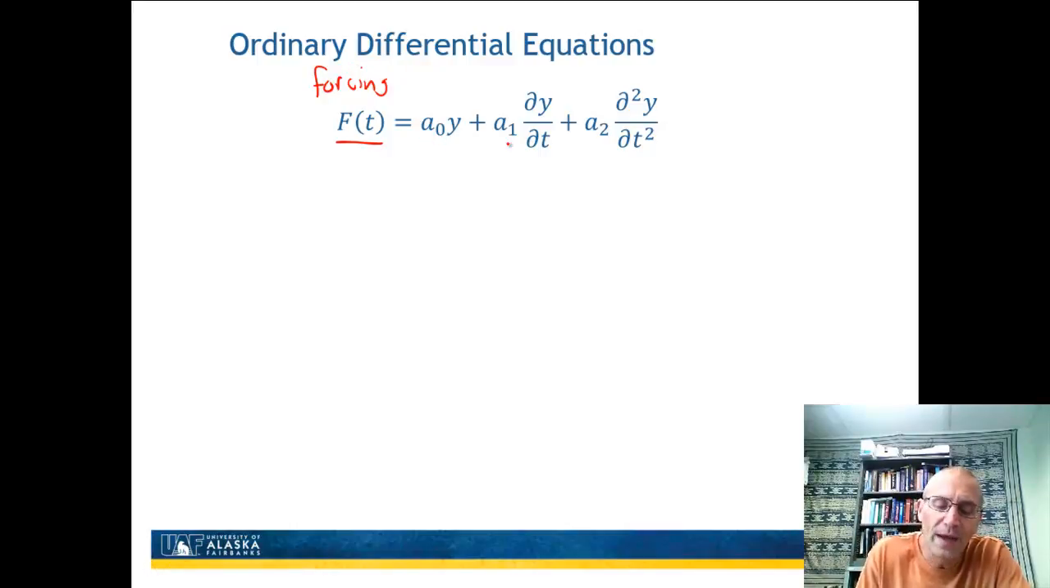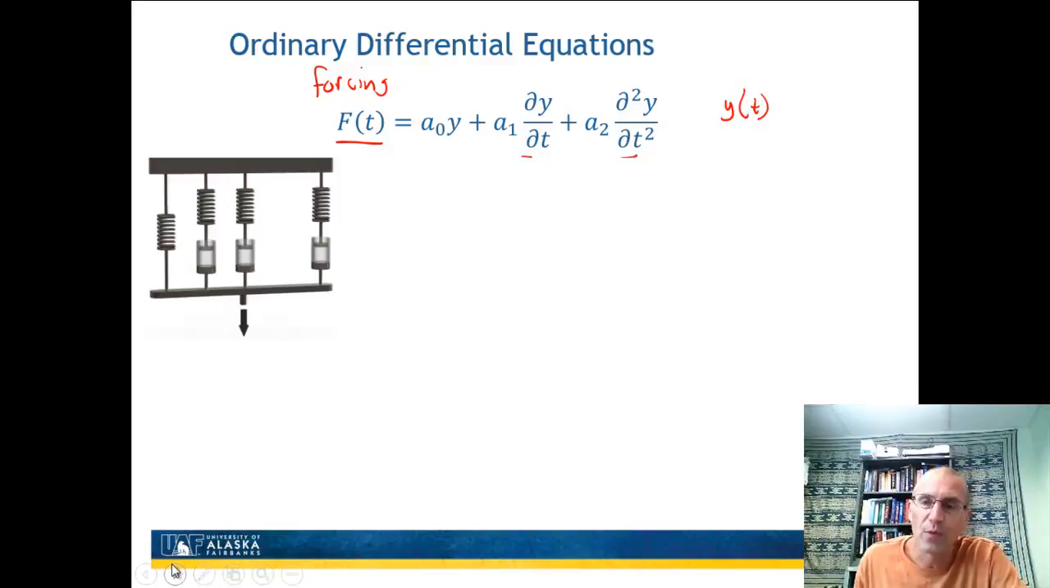And now I've got y, and y is a function of time as well, and so y is my dependent variable. What I'm going to be looking for is solutions of y, and I've got a first order and a second order differential of y. So let's talk about some instances where these might arise.